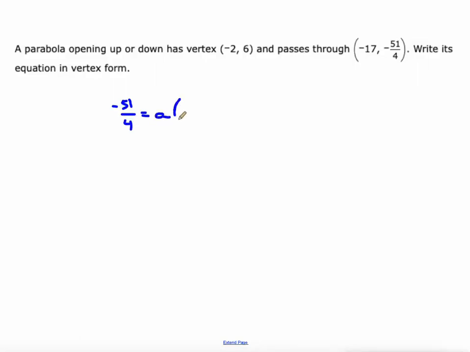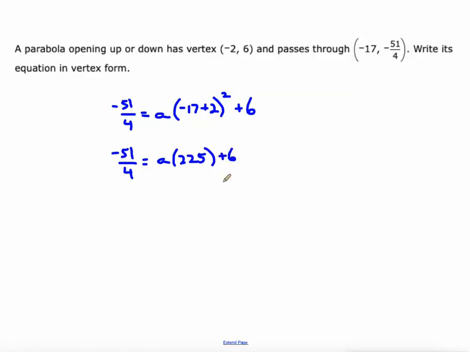equals a times x minus, actually not x. We're going to use the actual x value that was given to us, which is -17. Minus the x value of our vertex, which is -2, so I'm going to do +2 because it's minus -2, squared plus 6. Okay, so -17 plus 2 is -15, and -15 squared is 225.